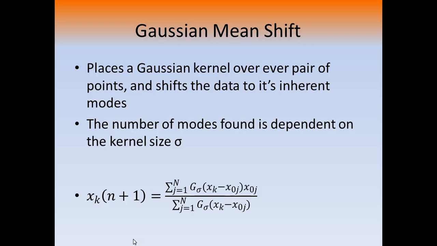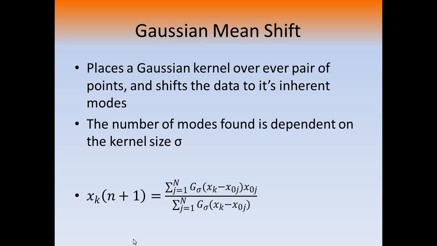Now lastly, we're going to look at the Gaussian mean shift, which places a kernel over the distance between every pair of points, as you can see in the equation, and then scales that and shifts the data. Now what this does is it creates a new data set in the end, where the data is shifted to all of its modes.